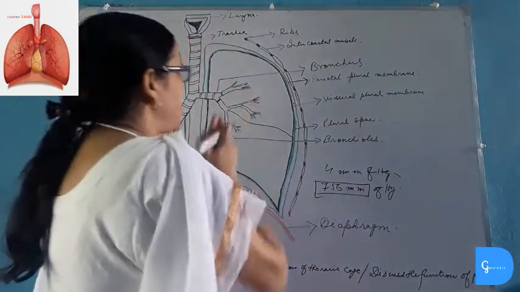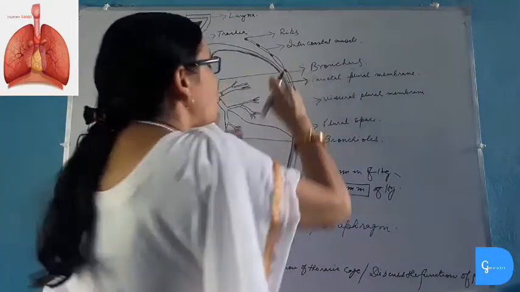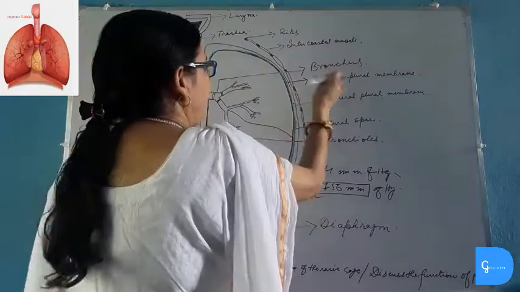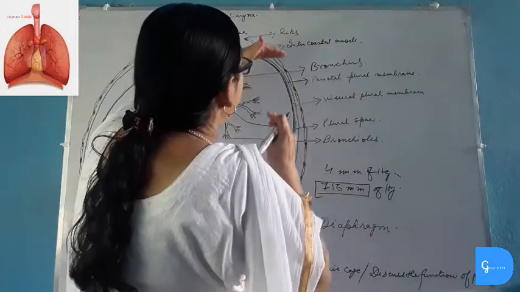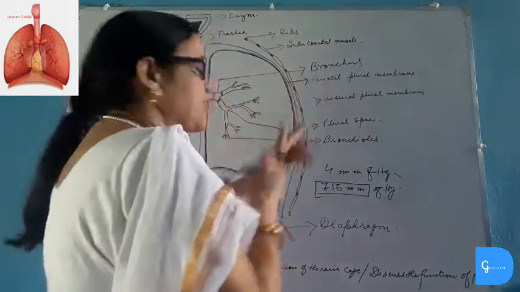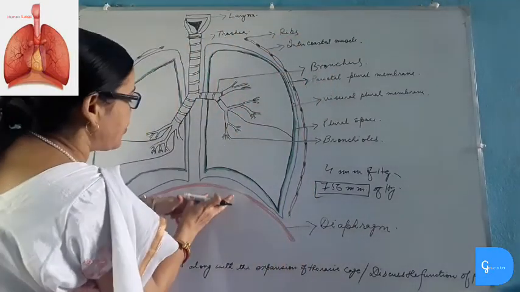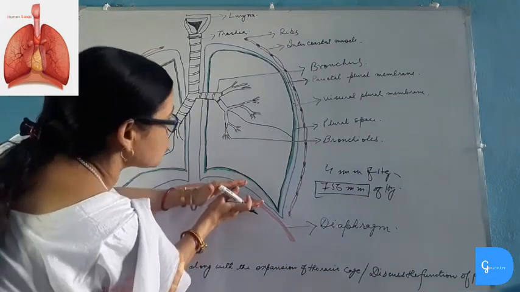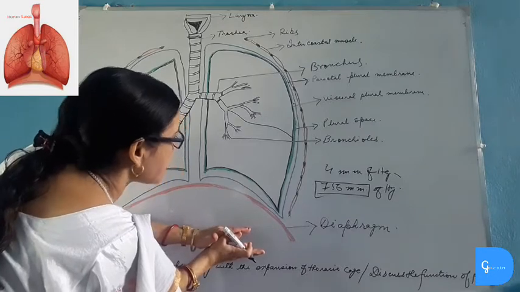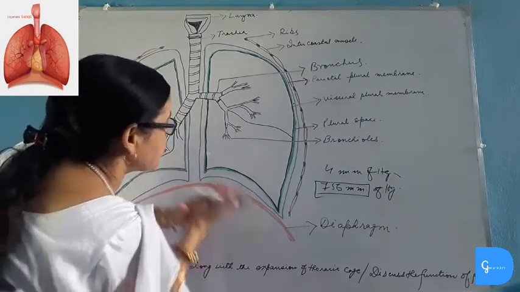Now, when we inhale, the rib cage moves up and out. So the parietal pleural membrane, being fixed with this thoracic cage, also moves up and out along with the chest wall. And similarly, when we inhale, the diaphragm moves downward. So the parietal pleural membrane also moves downward along with the diaphragm because it remains fixed with it.